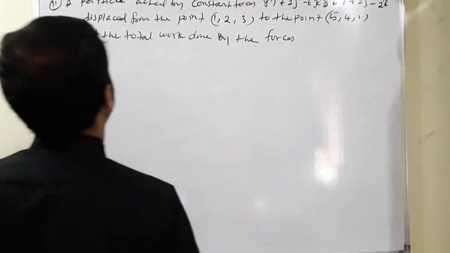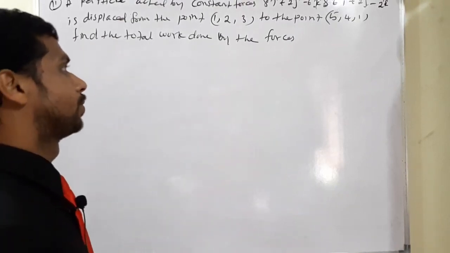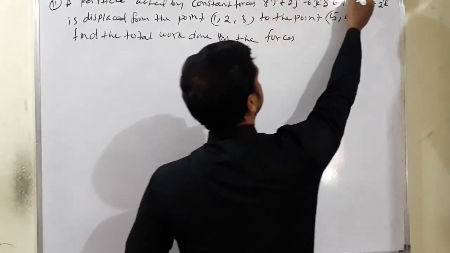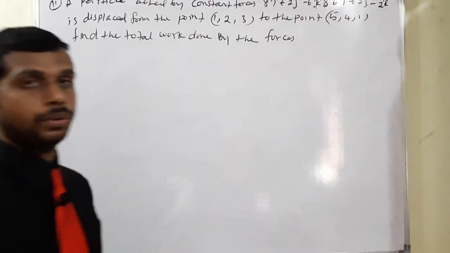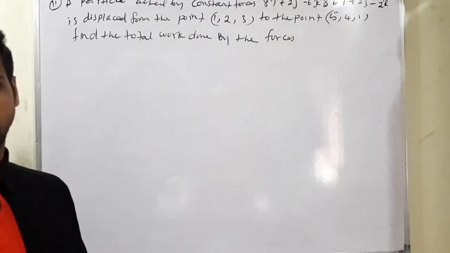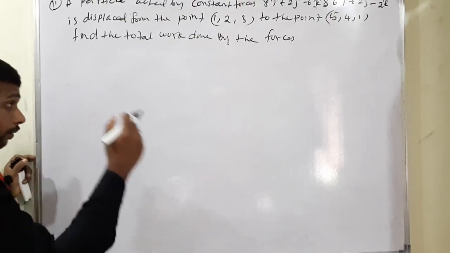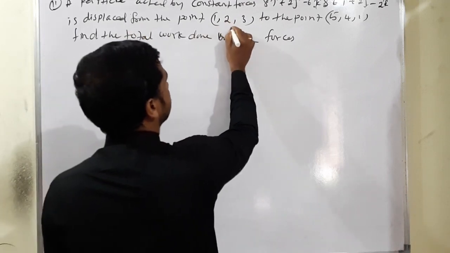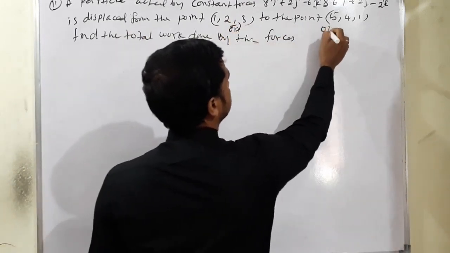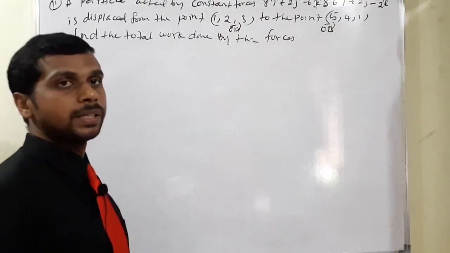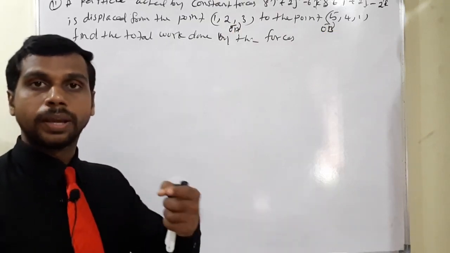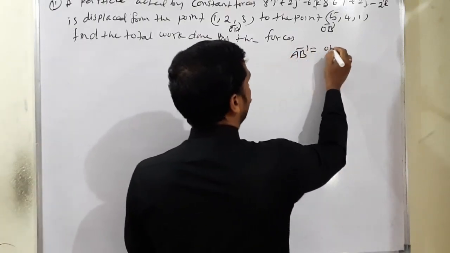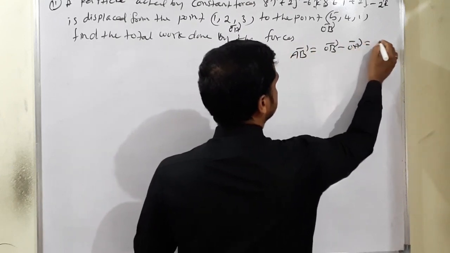Question number 11: a particle is acted on by constant forces. This one is considered F1, and this is force F2. So the forces add, meaning F1 vector plus F2 vector. After getting the forces, then displacement. Displacement means, listen very carefully, from the point OA vector to the point OB vector. How to find the displacement AB? AB means ending point minus starting point. So AB vector means OB vector minus OA vector. This is considered D.